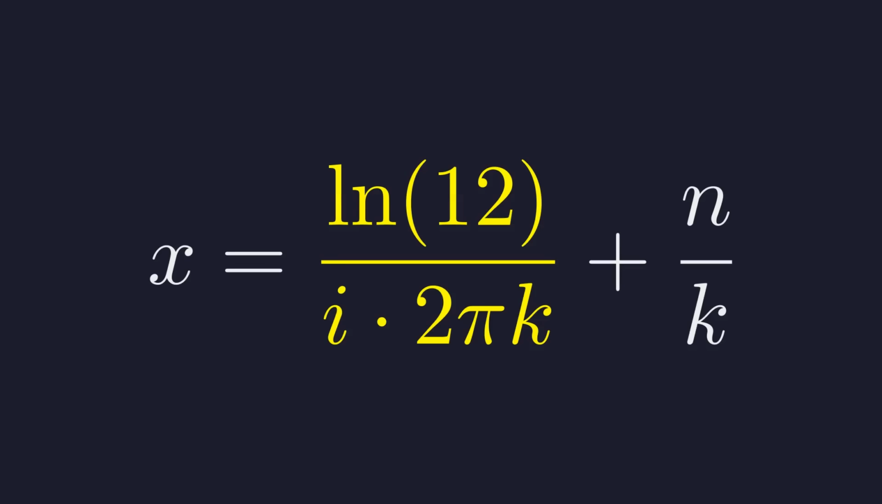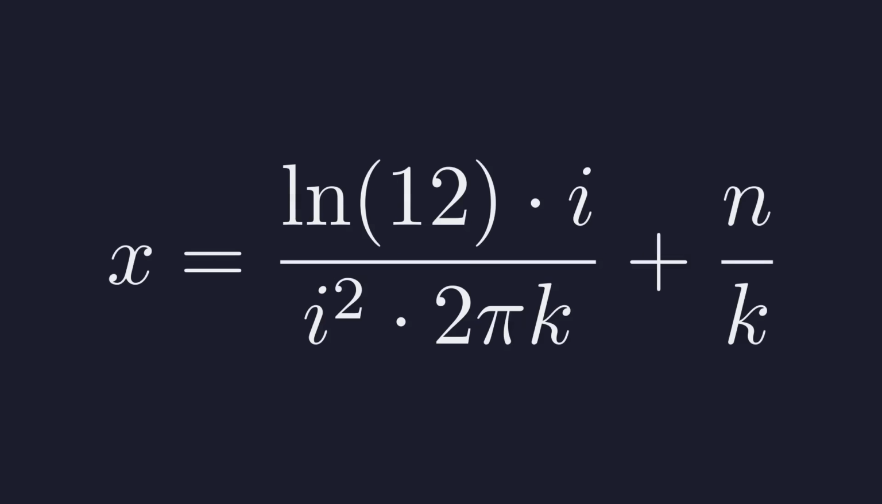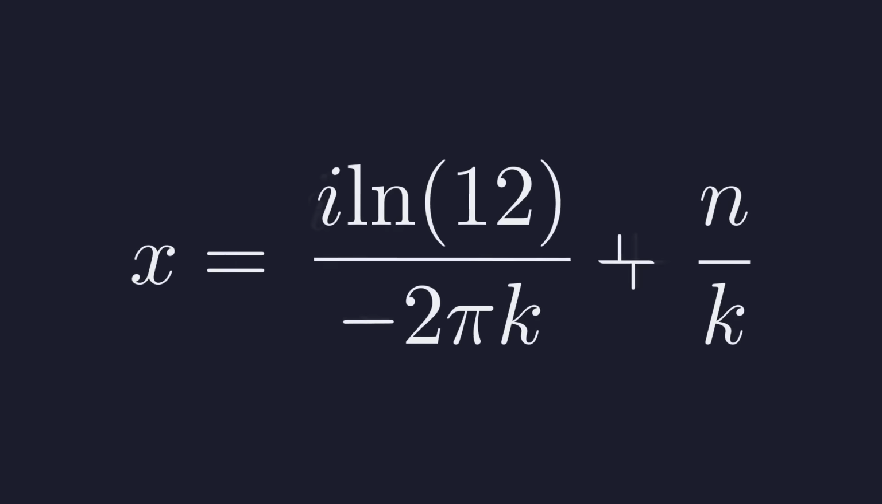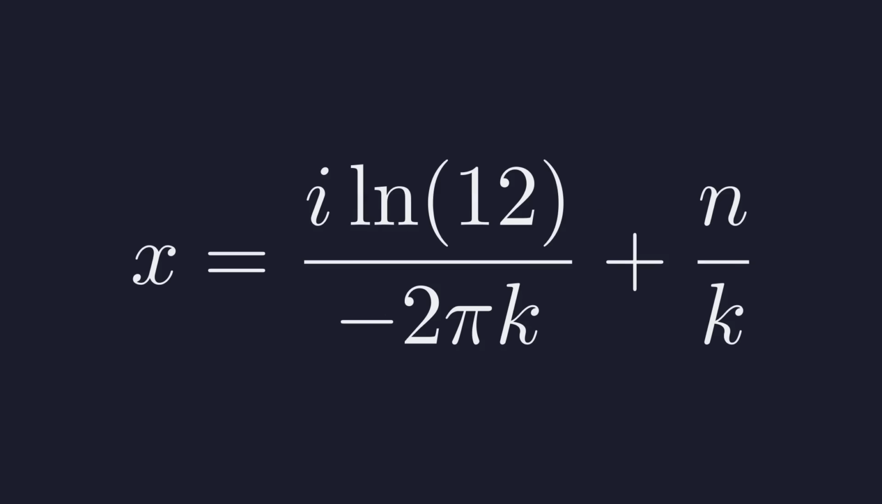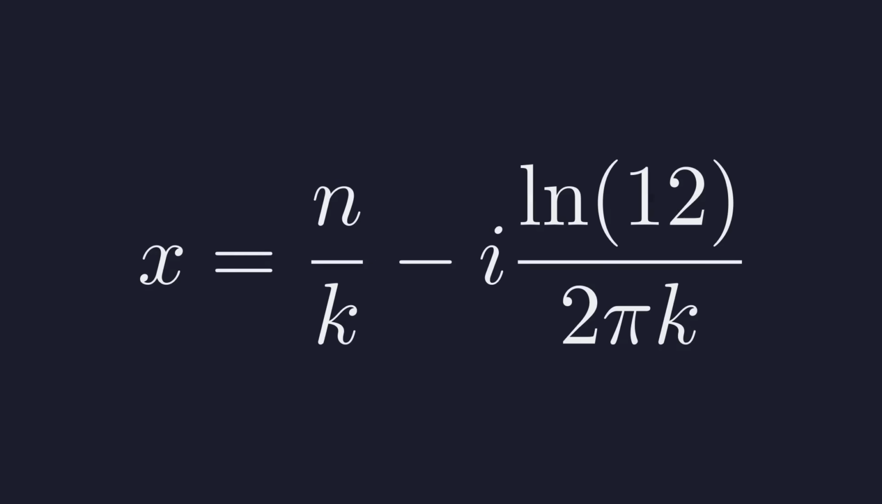Now for the first term. To remove i from the denominator, we multiply both the numerator and denominator by i. This moves i to the numerator and gives us i squared in the denominator. By definition of the imaginary unit, i squared equals -1. Substituting -1 cleans up our first term. Finally, let's rearrange the terms into standard form. Real part first, then the imaginary part. And here's our final, complete, and beautifully structured solution for x.